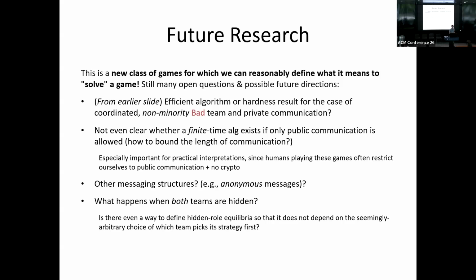And the second question is kind of a weird one. It's if I allow only public communication, and I enforce this by saying, for example, the bad team is computationally unbounded and therefore can break all cryptography. So you really can only do public communication. It is not even clear whether a finite time algorithm exists. I don't know of a finite time algorithm, at least.